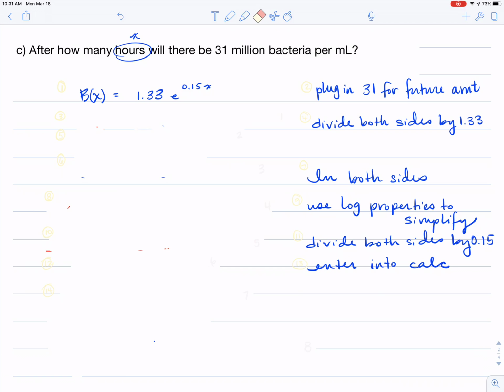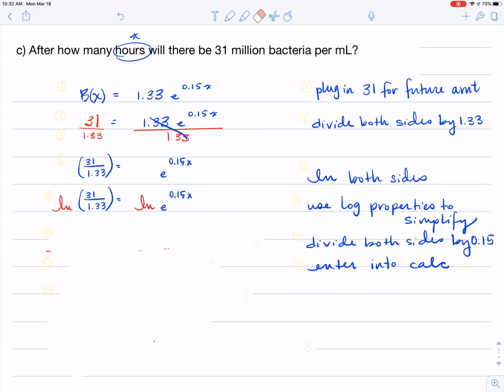All right, so I've gone ahead here and written the equation down, and that's just a copy from up above. The very first thing I want to do is take 31 and plug it in for that future amount. Then I want to divide on both sides by that 1.33 so that I can get my base of E alone. Once I do that, my 1.33s are going to cancel on this particular side. Now that I have this, I cannot get my bases alike, so I'm going to have to natural log both sides. And once again, remember that I'm choosing the natural log because I'm already dealing with an E. So we'll natural log both sides.